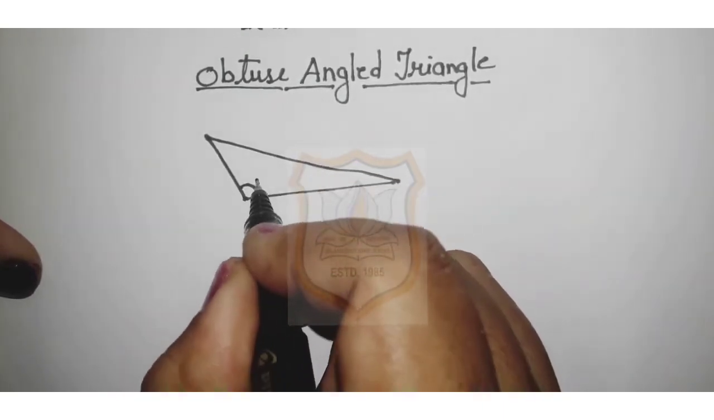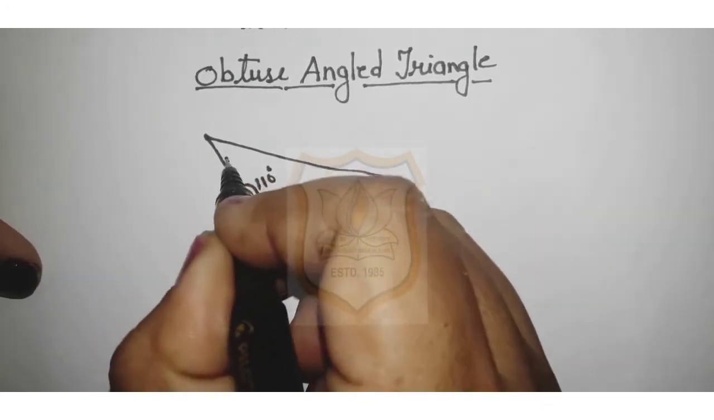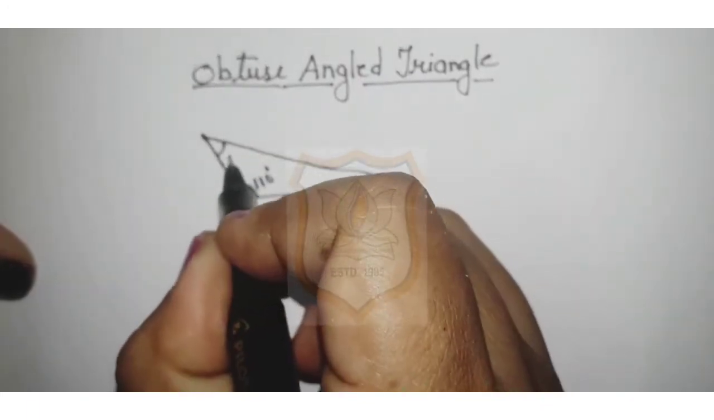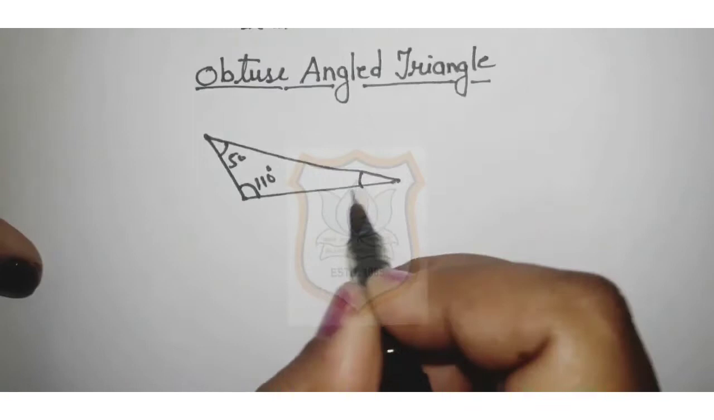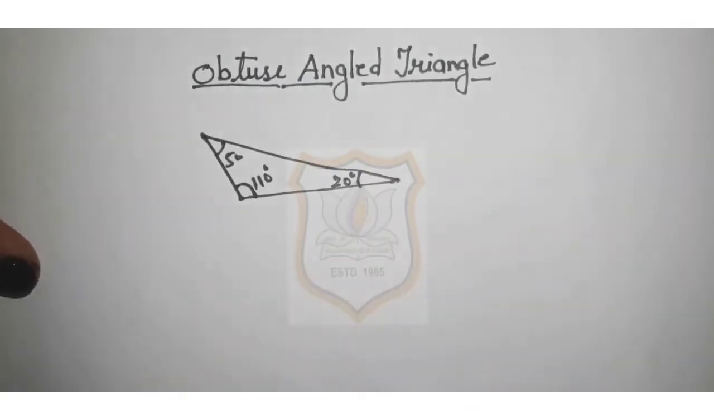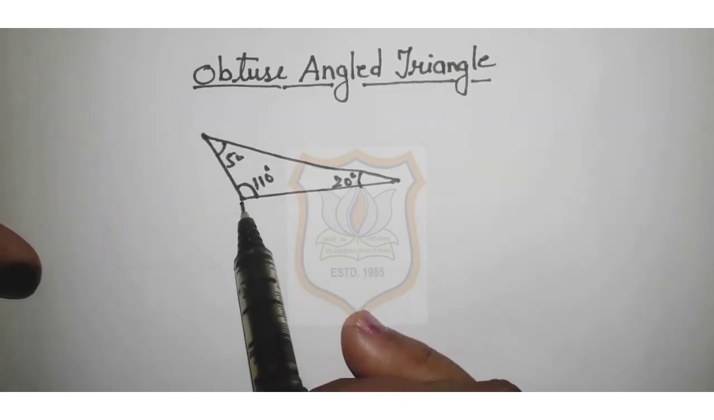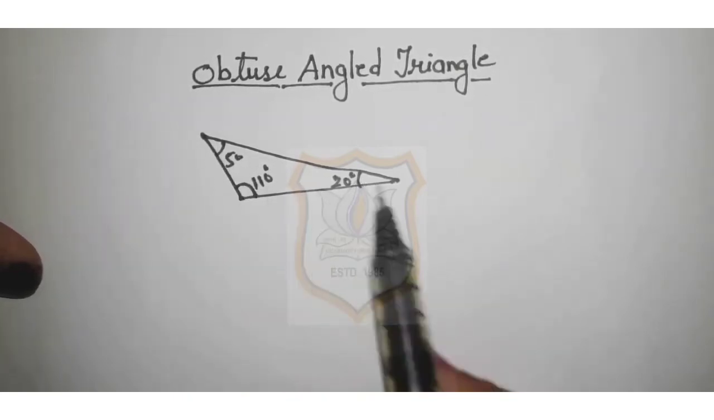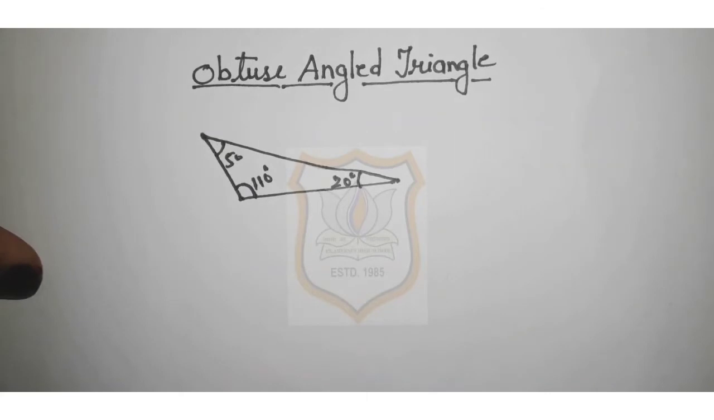Suppose this one is 110 degree, this one is suppose 50 degree, and this one is 20 degree. This one is of 20 degree. So this is obtuse angled triangle. A triangle which has one angle obtuse and other two acute. That triangle is called as obtuse angled triangle.